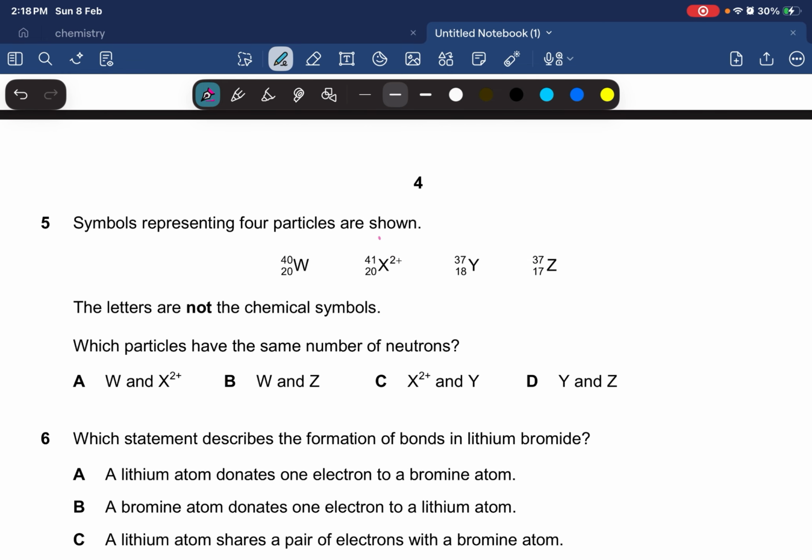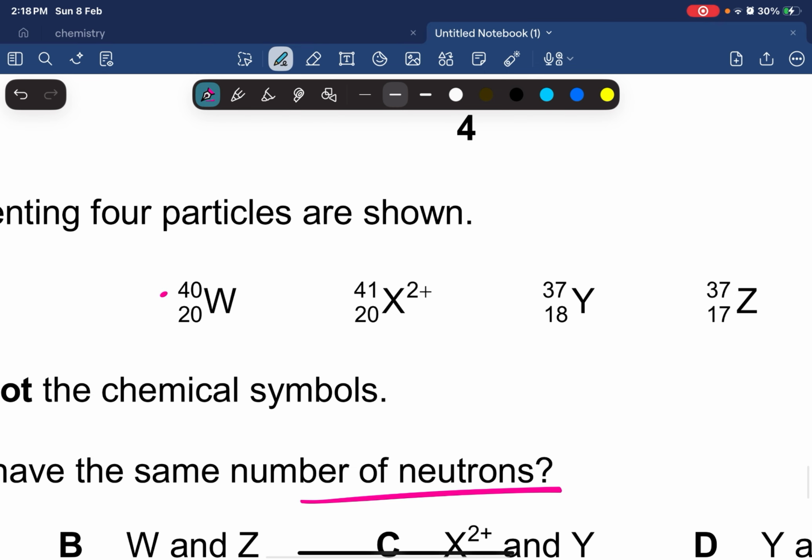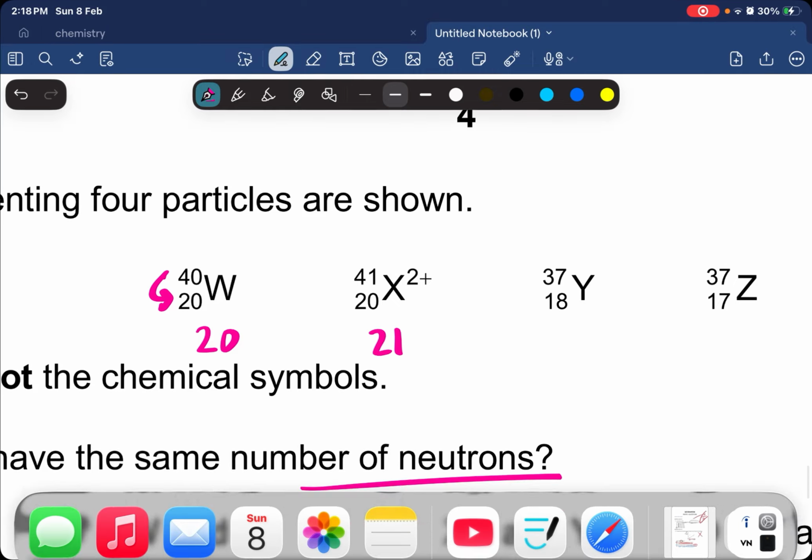Symbols representing 4 particles are shown. The letters are not the chemical symbols. Which particles have the same number of neutrons? How do we calculate the number of neutrons? This minus this, the nucleon number minus the proton number. 20 here, 21 here, and 37 minus 18.